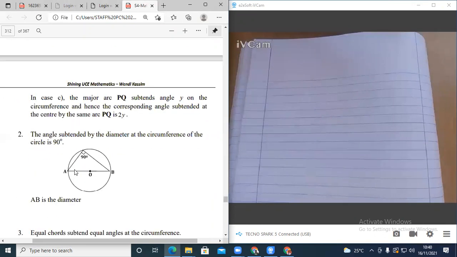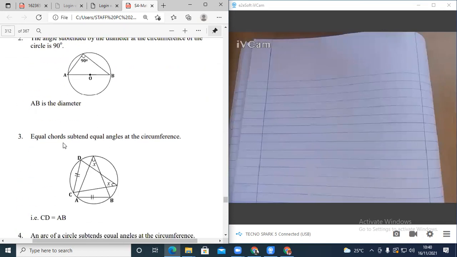Then the second property was that the angle subtended by the diameter at the circumference of the circle is 90 degrees. So if you have a diameter, then the angle subtended by the diameter at the circumference is 90 degrees. This is the angle here, which is 90 degrees, subtended by the diameter at the circumference.